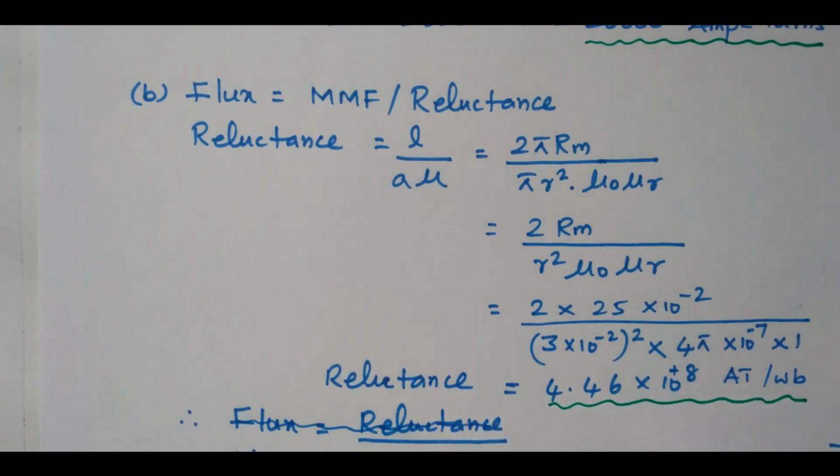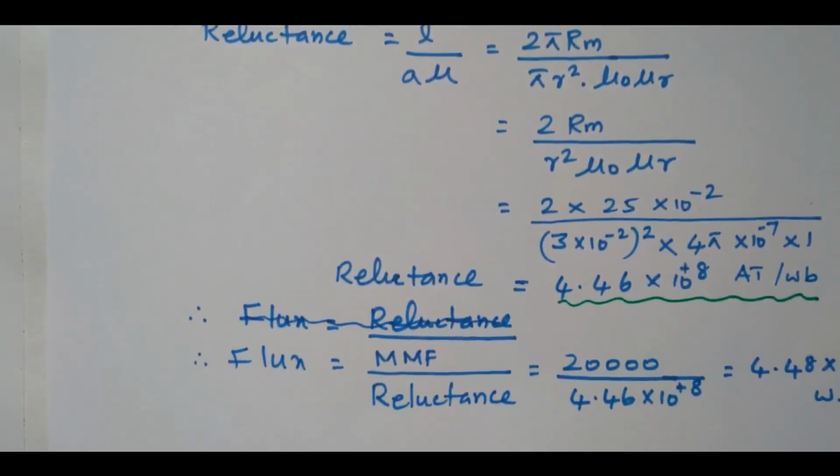Now the reluctance value is calculated. The mmf we already calculated, so we can calculate the flux. Flux equal to mmf divided by reluctance. So 20,000 divided by 4.46 into 10 to the power 8, which we calculated here. That is equal to 4.48 into 10 to the power minus 5 Weber. The flux is 4.48 into 10 to the power minus 5 Weber.